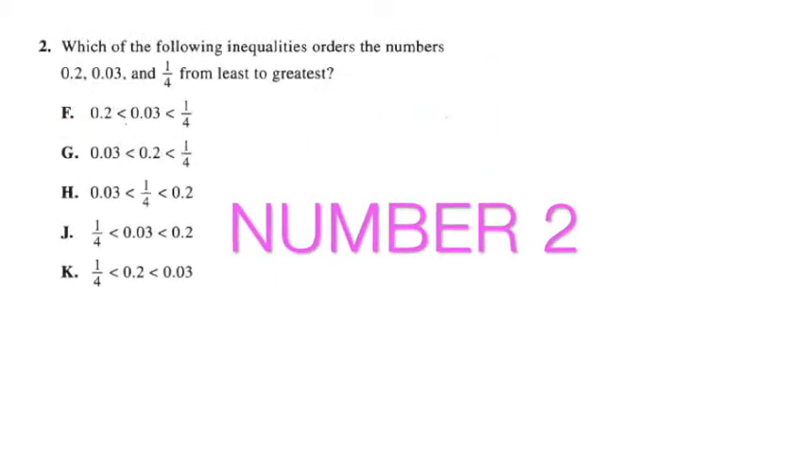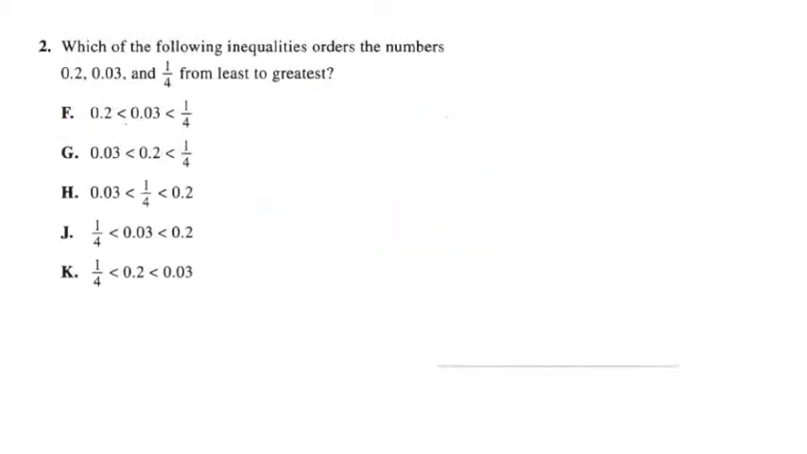Number 2 is a number and quantity question. We're working with fractions and decimals. Which of the following inequalities orders the numbers 0.2, 0.03, and 1/4 from least to greatest? What we can do first is convert this 1/4 into a decimal. 1/4 is 0.25, and so let's take 0.2, 0.03, and 0.25 and put them in order from least to greatest.